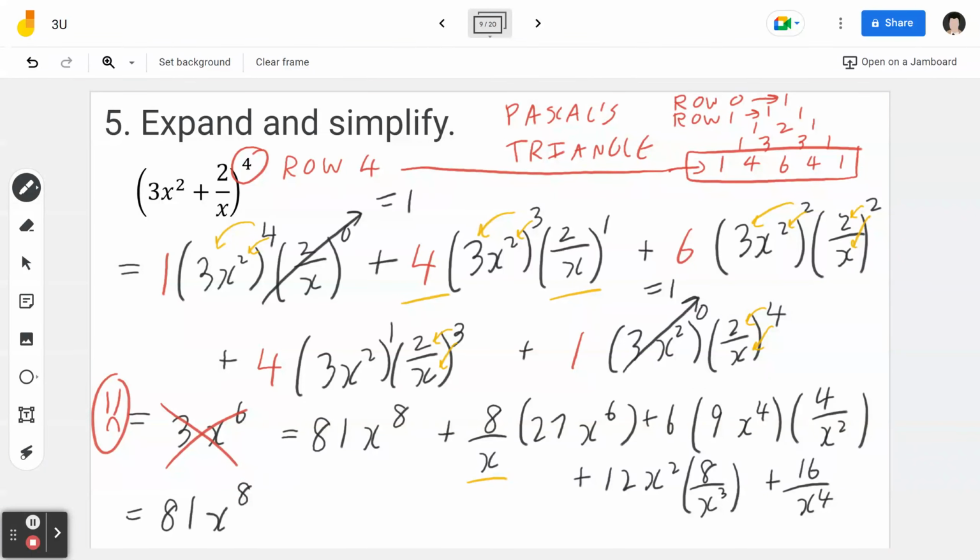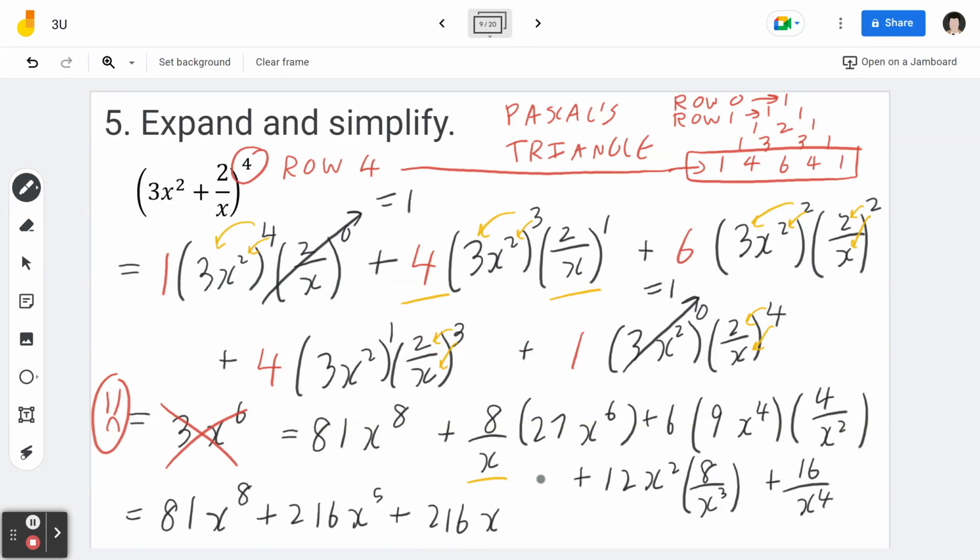Again, if you want to grab a calculator, that's fine. 8 times 27 is going to be 216. X to the power of 6 divided by x to the power of 1 is x to the power of 5. If I look at the next part, again, you can take 6 times 9 times 4. You can do that in one step. That's going to give you 216.